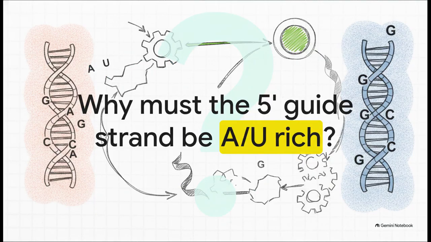I want to leave you with one final provocative thought that tests exactly how deep your knowledge goes now. When designing an siRNA, why must the 5' end of the guide strand be A/U rich, meaning it has lower binding stability, compared to the 3' end? It's because this specific thermodynamic asymmetry is what literally forces the RISC complex to selectively load the correct guide strand rather than the passenger strand. It is just breathtaking molecular engineering.